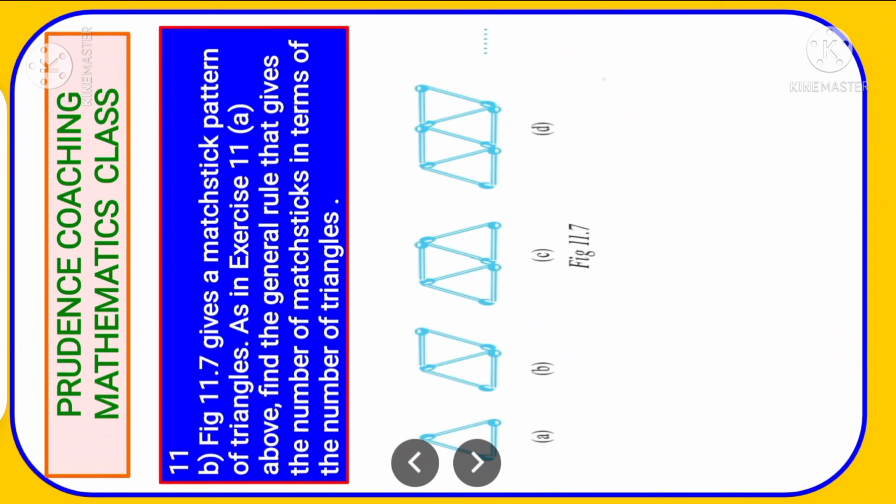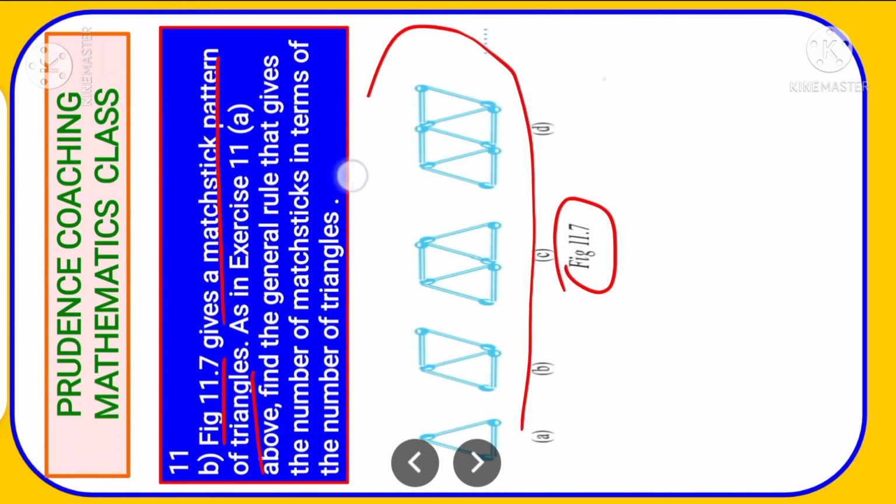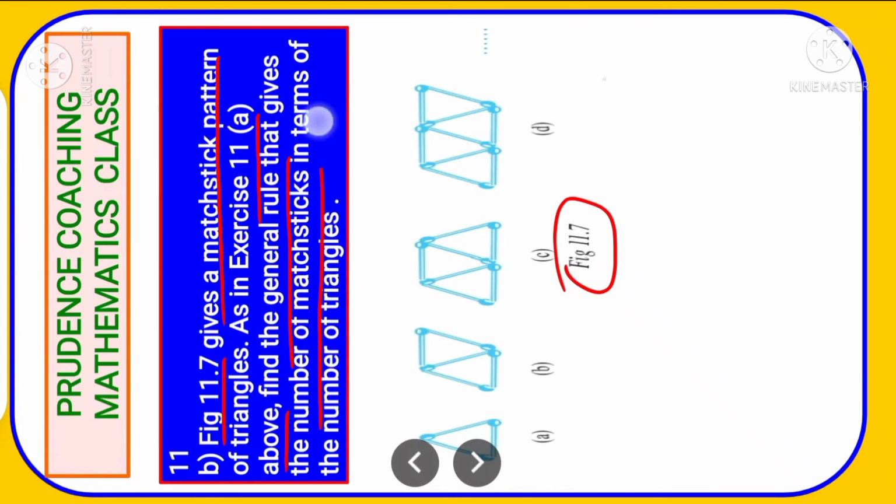Now let us move on to the next question, that is B, figure 11.7. This figure gives a matchstick pattern of triangles. As you can see here, a pattern of triangles is being made. As we have done in exercise 11a in the previous sum, find the general rule that gives the number of matchsticks in terms of the number of triangles. That means here, if the number of triangles is given to you, you need to form a general rule or formula so that you can find out how many matchsticks are required to form this particular pattern.